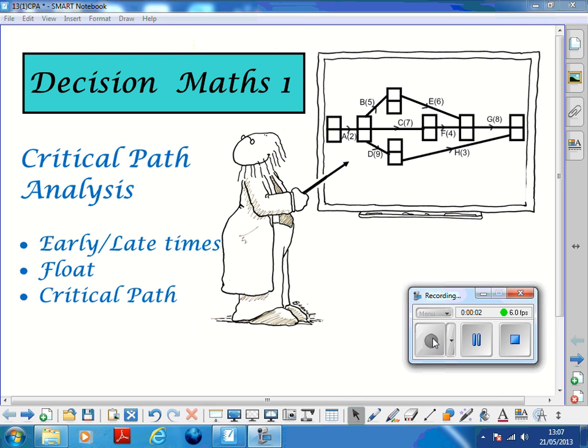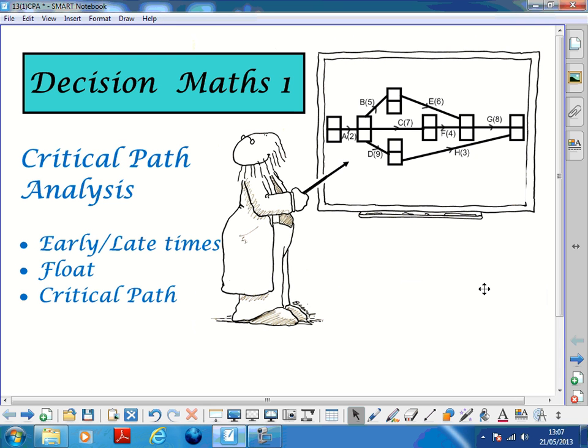Okay, so critical path analysis is quite a big chapter in D1, and essentially it's about problem solving when you've got lots of jobs to do, and some of the jobs depend on other jobs, so you need to finish some of the jobs before you start the next job. It's about how quickly you can get all the jobs done, how many people you need, how long it will take, what could go wrong, that sort of thing. Okay?